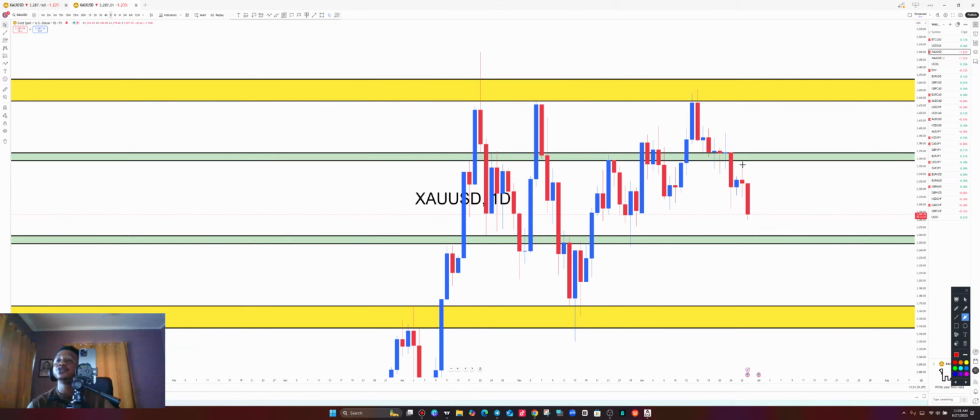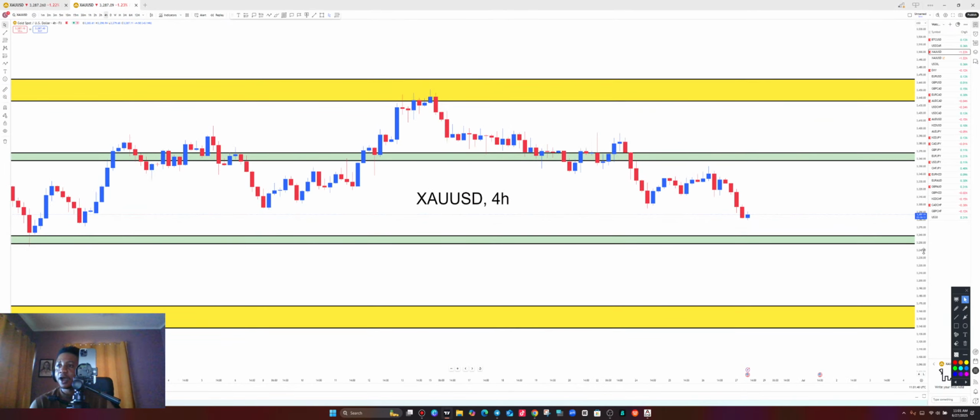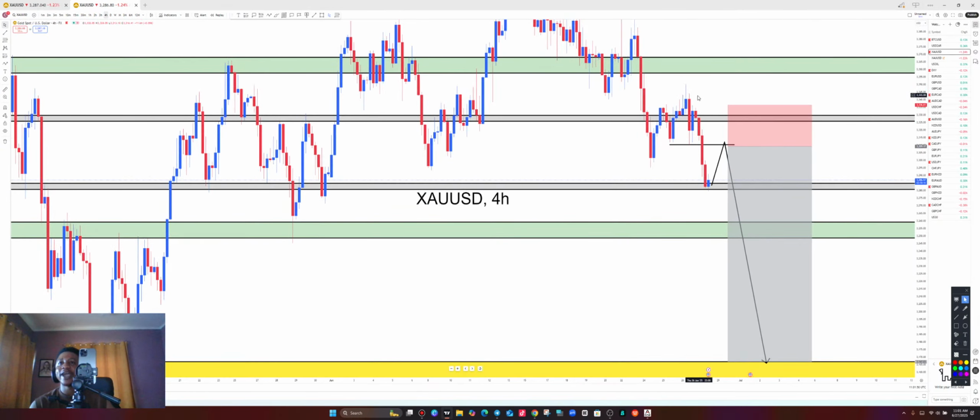We find entry to go in that same drop. Simple as that. How do we pick the sells? Let's go all the way to the 4 time frame. All right, so this is the 4 time frame of XAUUSD.